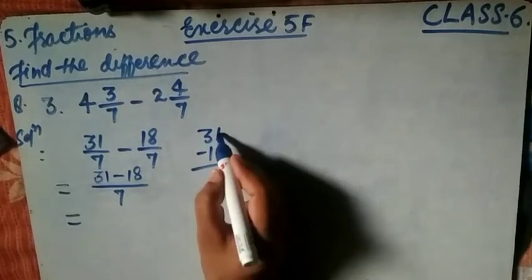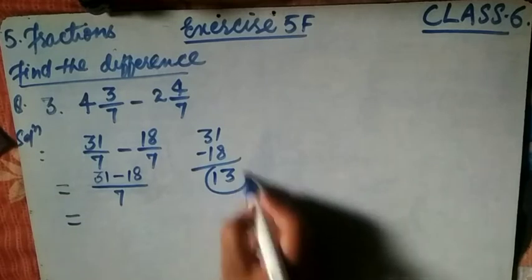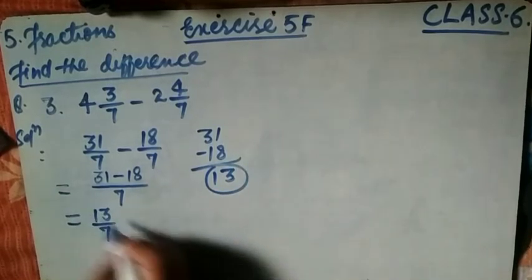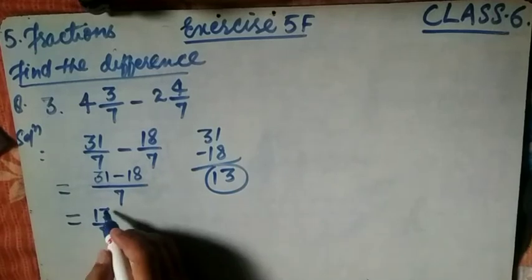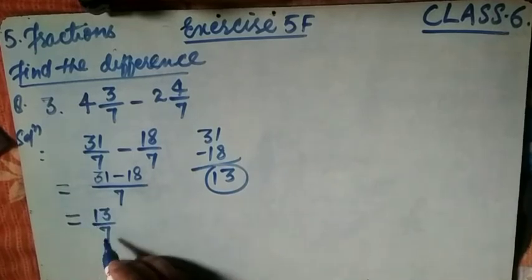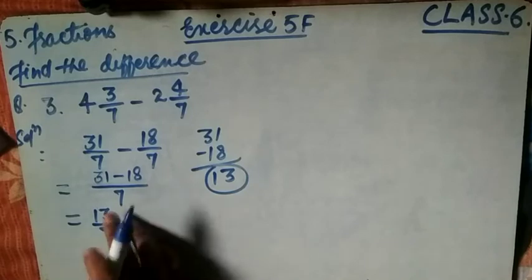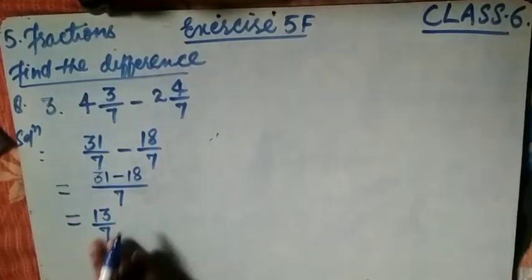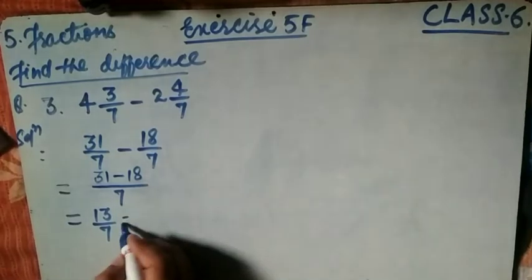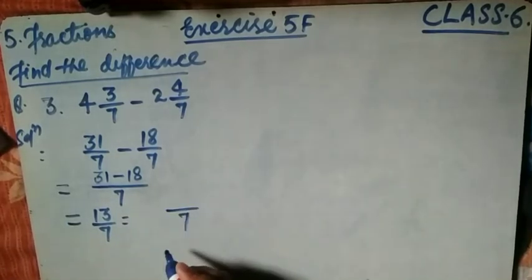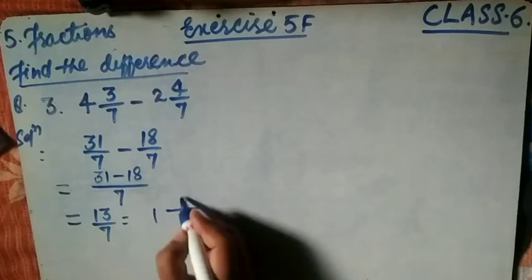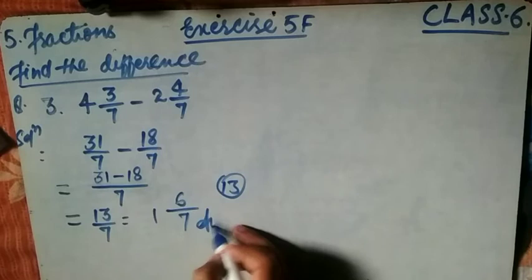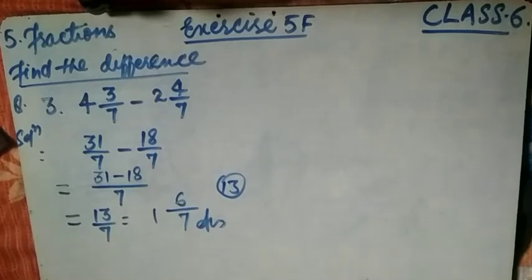Now 31 minus 18 becomes 13. So this is 13 divided by 7. This is an improper fraction. Why? Because the numerator is greater than the denominator. This is why it's called an improper fraction. This is your answer. Or we can change this fraction into a mixed fraction, with 7 as it is. 7 times 1 is 7, plus 6 is 13. This is your mixed fraction.